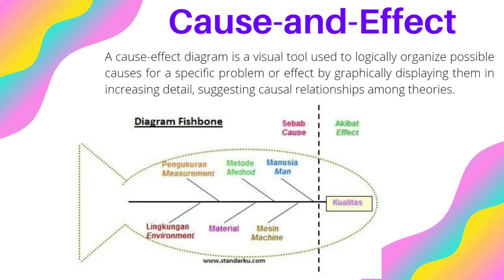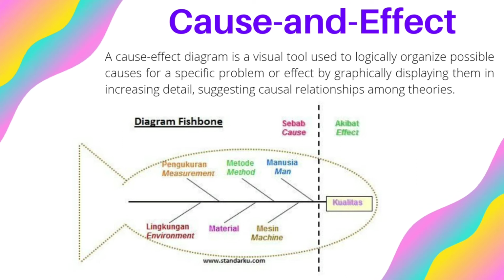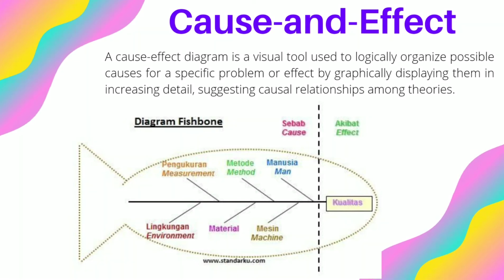The second one is cause and effect diagrams. A cause and effect diagram is a visual tool used to logically organize possible causes for a specific problem or effect by graphically displaying them in increasing detail, suggesting causal relationships among theories. This diagram consists of a structure similar to a fishbone. As shown in the picture, there are parts in the diagram.